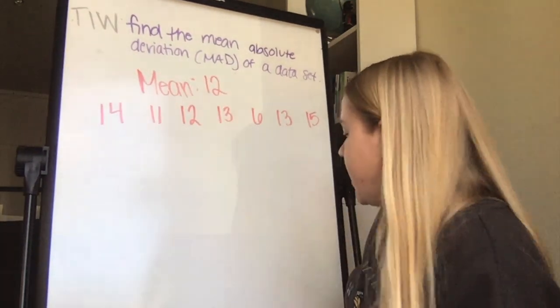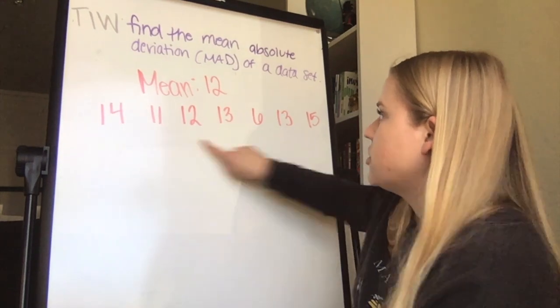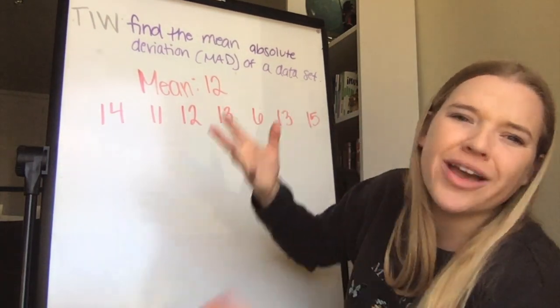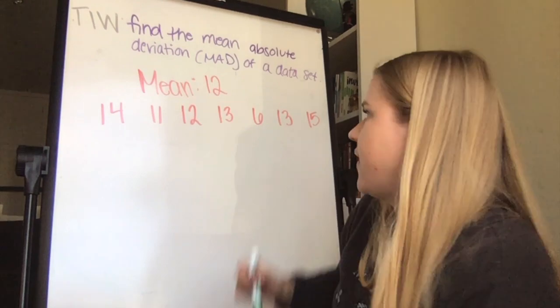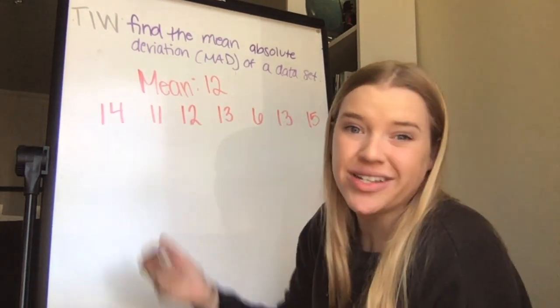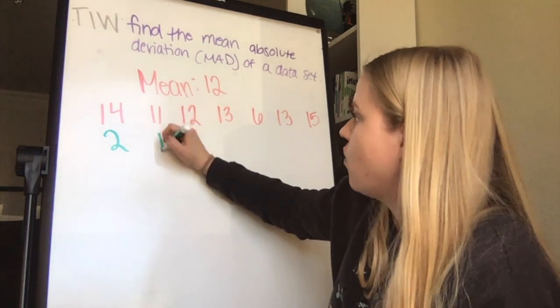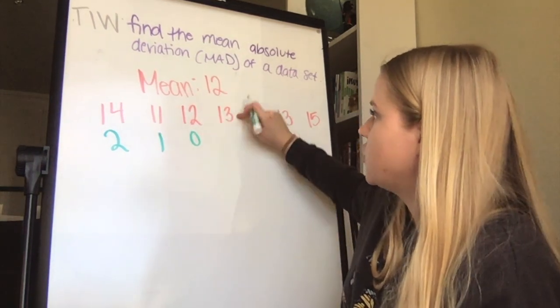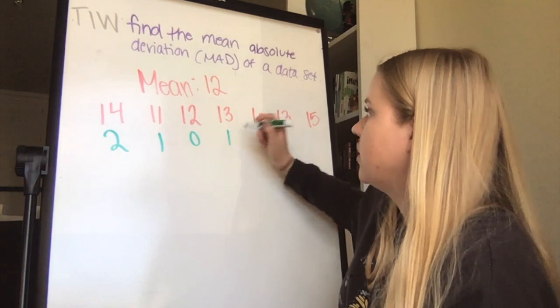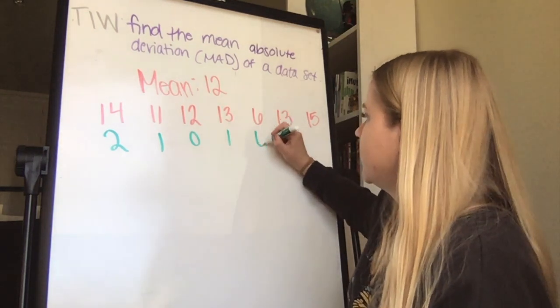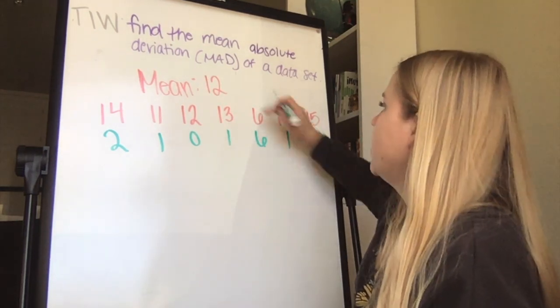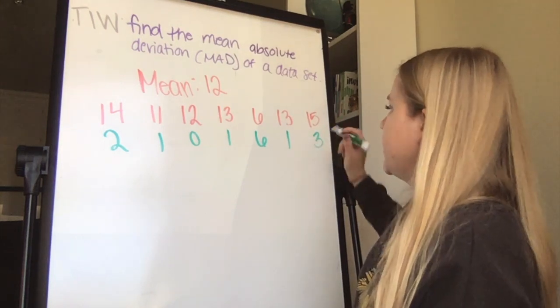So now I'm going to find how different these numbers are from my mean. How far away are they, essentially? So if I'm at 12, how far do I have to go to get to 14? Right, that's 2. How far away is 11 and 12? 1. 12 and 12 are right next to each other. Difference between 12 and 13, 1. 12 and 6, 6. 12 and 13, 1. 12 and 15 is 3.